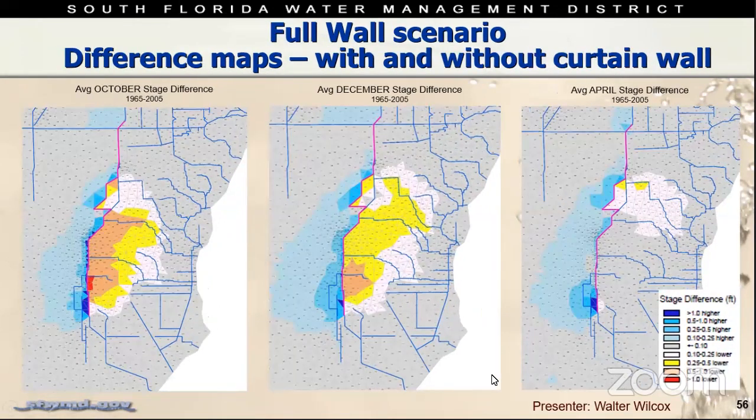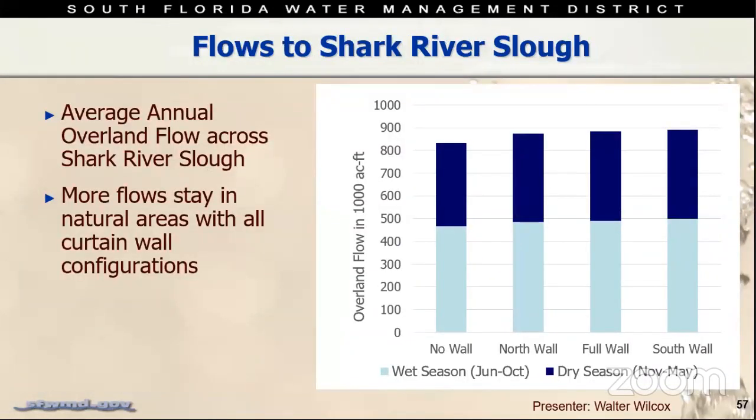So if you can go down one more, there you go. Thinking about this from a flow perspective, I just wanted to show some quick trends. If we look at flows down Shark River Slough, this is an average annual flow graphic that shows the dry season and the wet season flows stacked on each other. And we use this to look at relative comparisons.